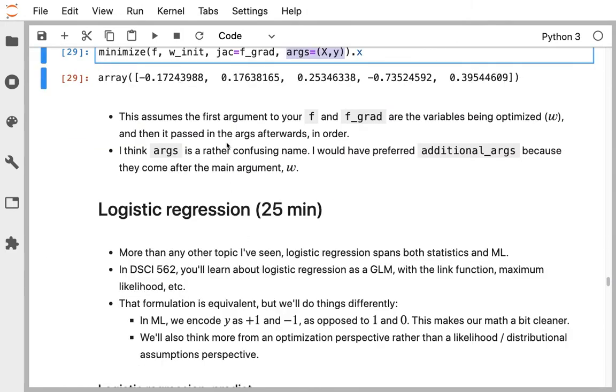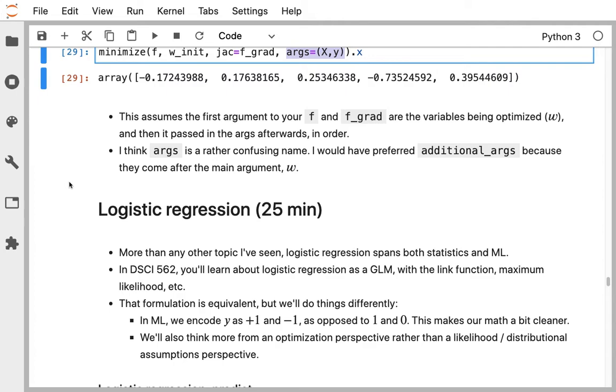Okay, so that was the tutorial on scipy.optimize.minimize. Now the last thing we need to talk about today is logistic regression. So logistic regression is a very important topic. It really spans the statistics world and the ML world more than anything else I've seen, which makes it, I guess, both a challenge and an opportunity for us in the MDS program.